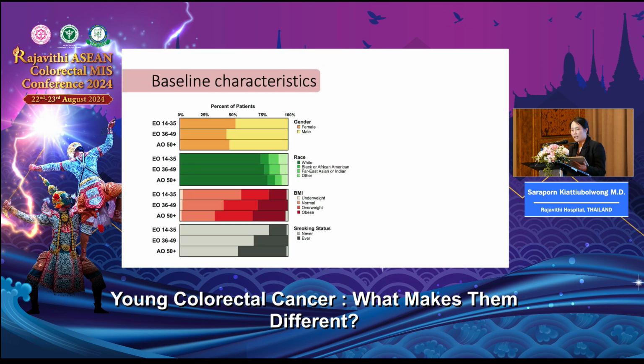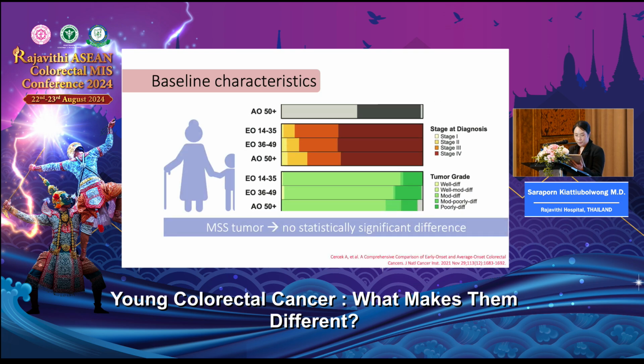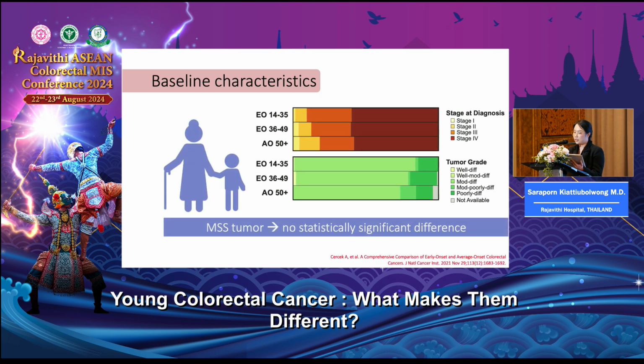Another thing I want you to look at is the baseline characteristics. This data focuses on MSS tumors, which aren't linked to a specific gene, and it showed that patients with early onset colorectal cancer have better physical fitness. But when we examine the stage and the tumor grade, there is no significant difference between the three groups. This means early onset colorectal cancer does not necessarily indicate a more advanced stage or a more aggressive tumor compared with average onset.